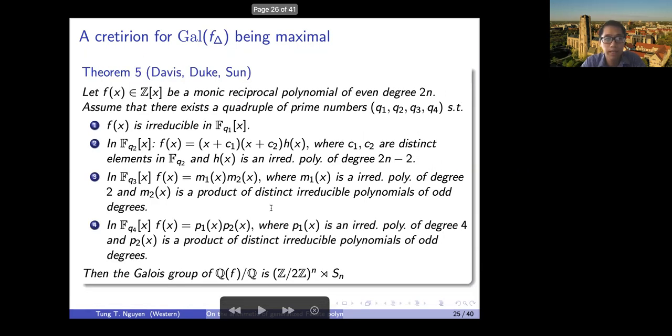Similarly, there is also a criterion due to Davis, Duke, and Sun. They studied random reciprocal polynomials, and they proved that most of the time they have the maximal Galois group. I probably will not go into detail about this one, but it also comes from group theory. If you have a subgroup of the semi-direct product which contains certain elements, four types of elements, then it has to be everything. That's what we used in the previous work.